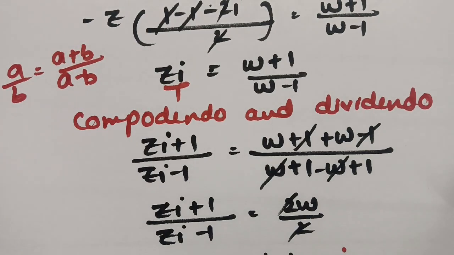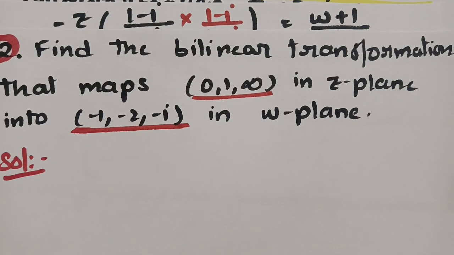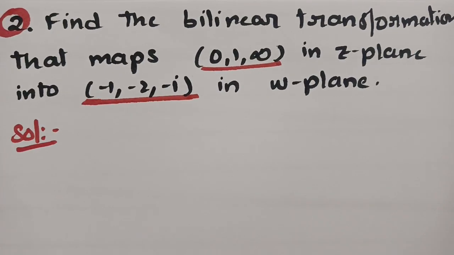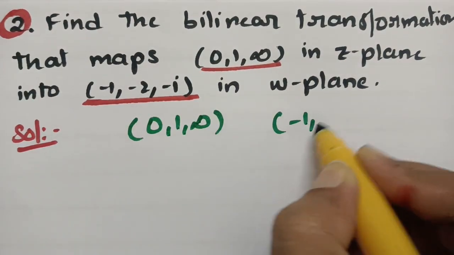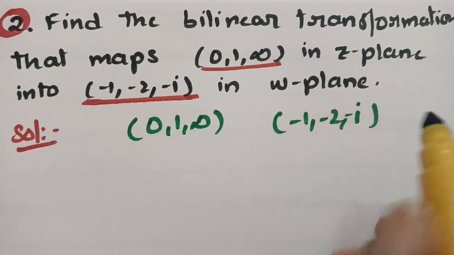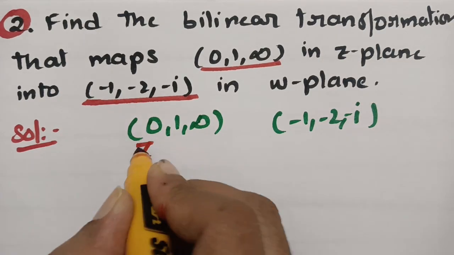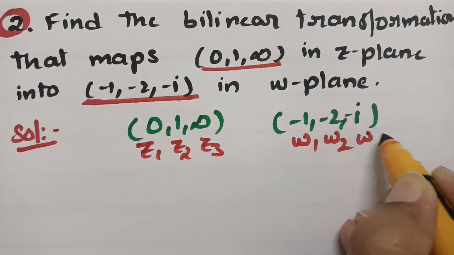And the next question here, the second question I'm going to explain to you. Find the bilinear transformation that maps 0, 1, infinity in the Z plane into minus 1, minus 2i... minus i in the W plane. See here, the values are very clear: 0, 1, infinity, and this is minus 1, minus 2, and this is minus i. Here we have to consider these as Z1, Z2, Z3, and W1, W2, and W3.